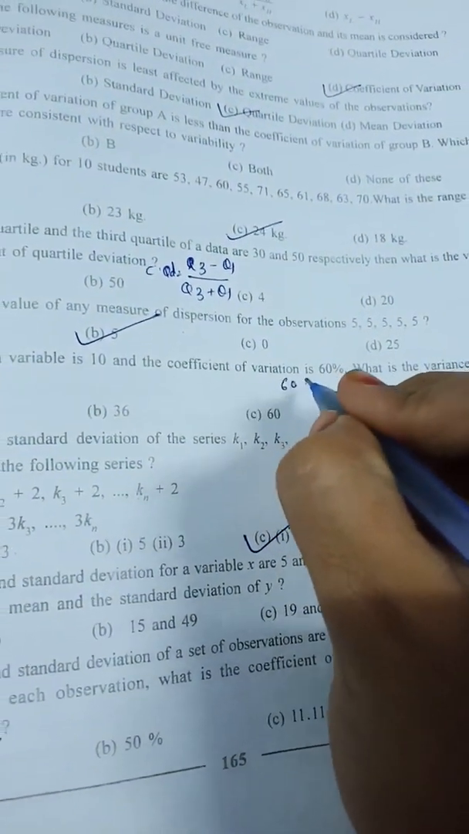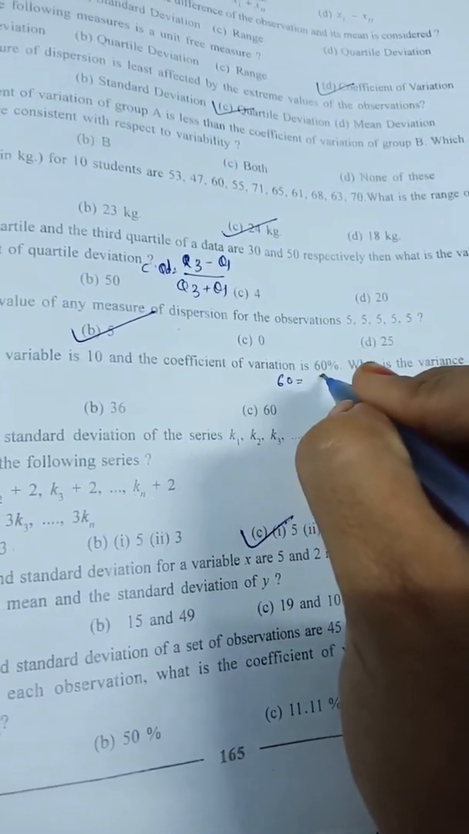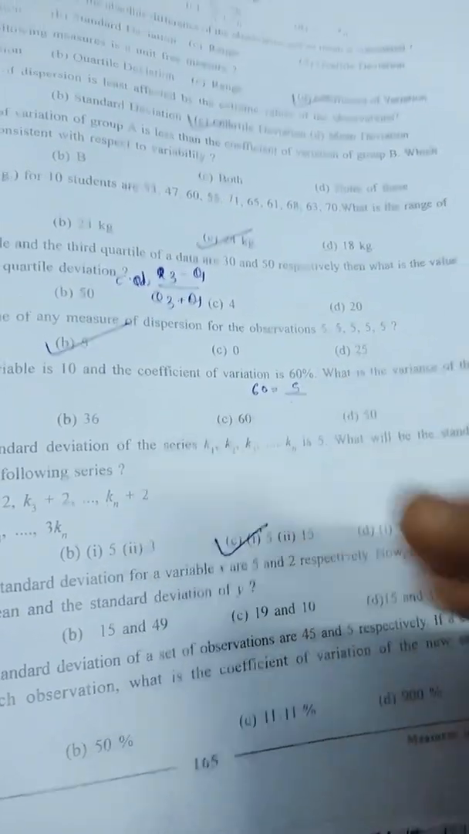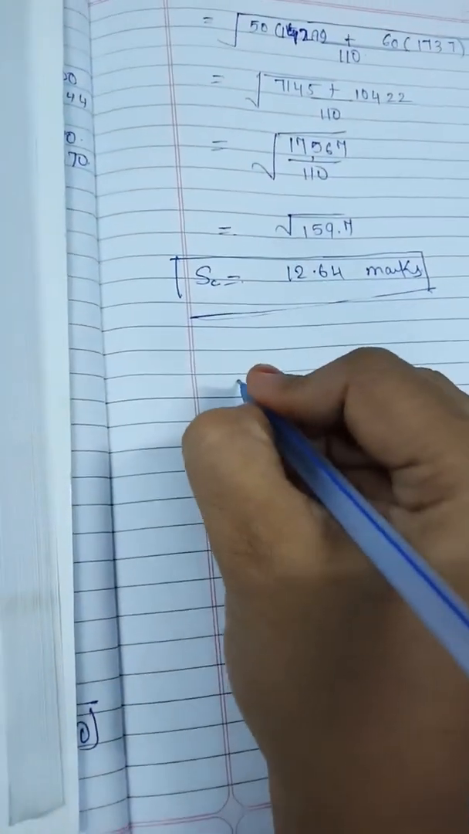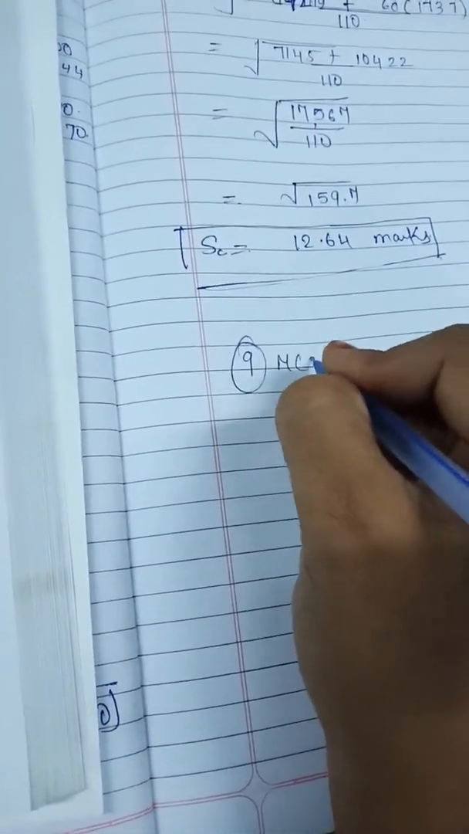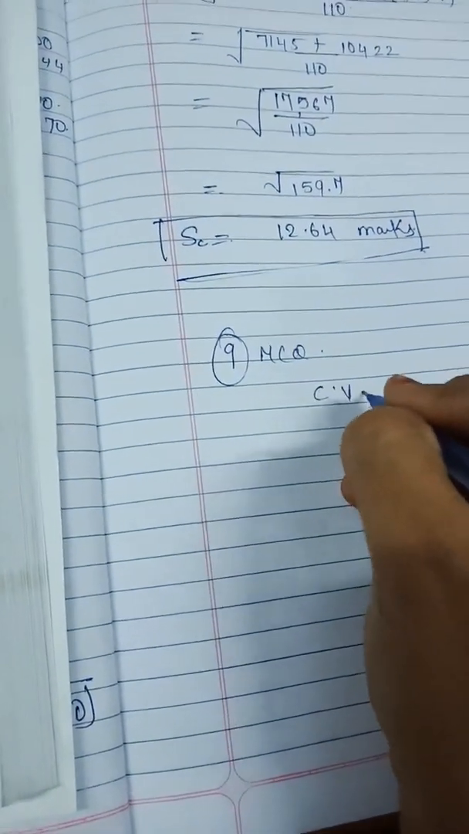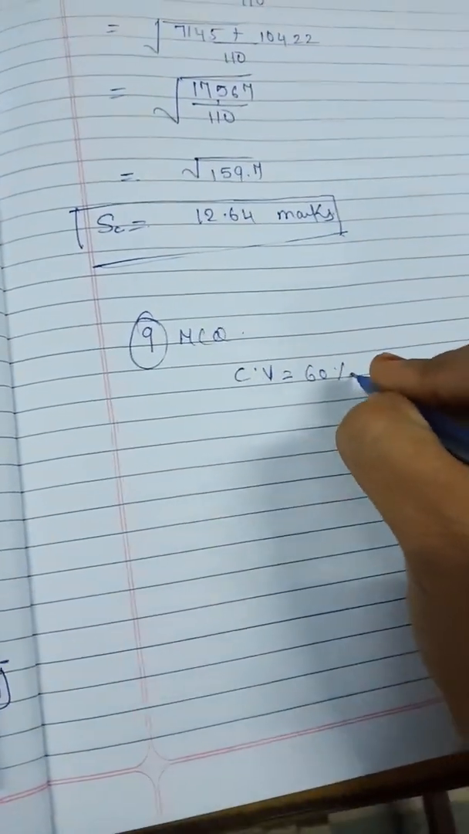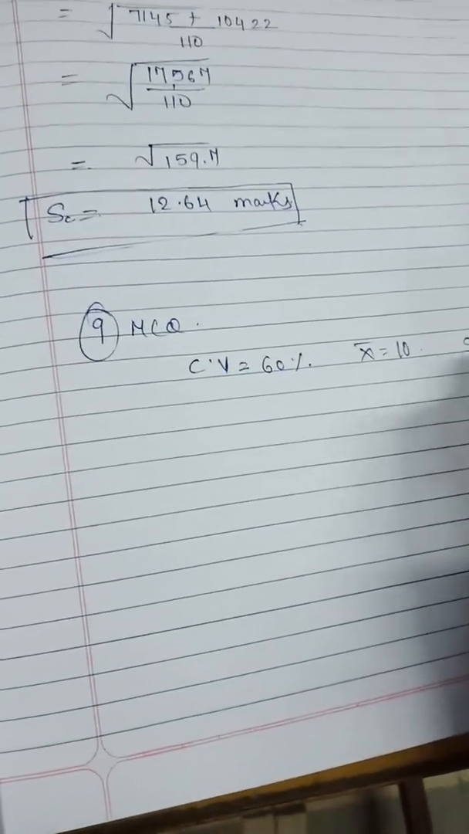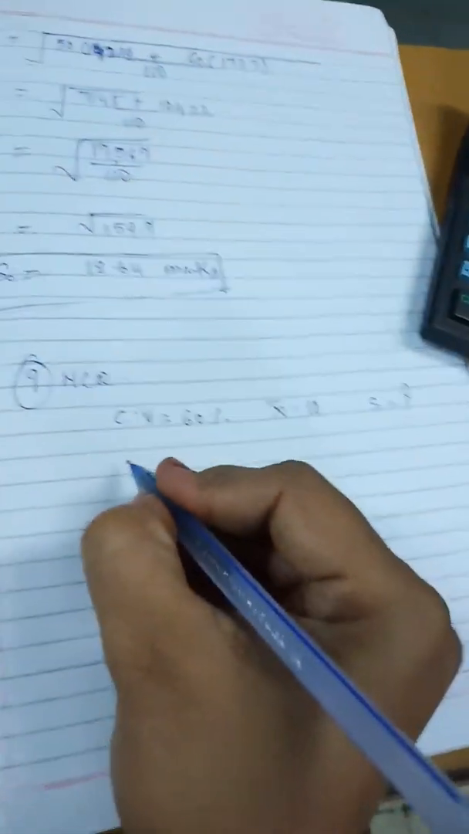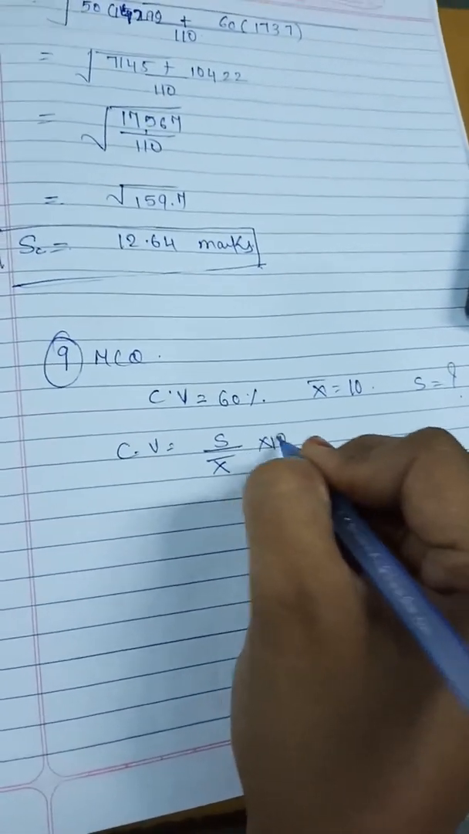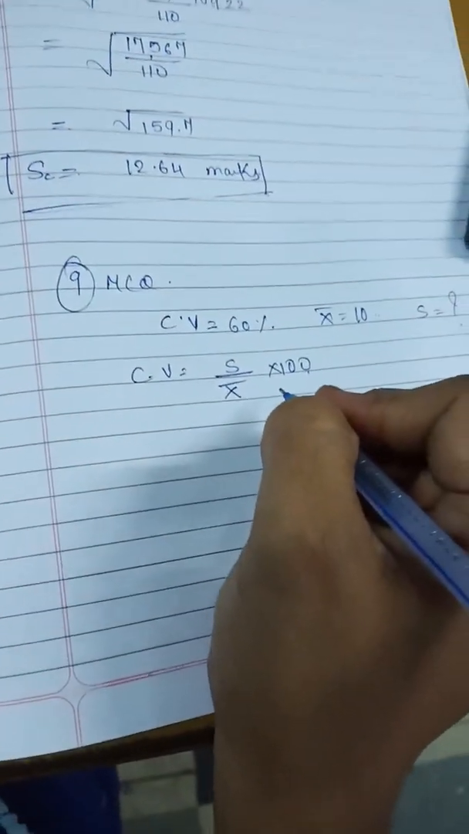60. CV is 60 equals standard deviation, we don't know. Okay, then we want to find the particular term. Here I'll show you. This is question 9, MCQ. Okay, CV they have given how much? 60%. Mean they have given how much? 10. Then S they have not given. So here CV equals the formula standard deviation divided by mean into 100. This we will take. Okay, clear this.